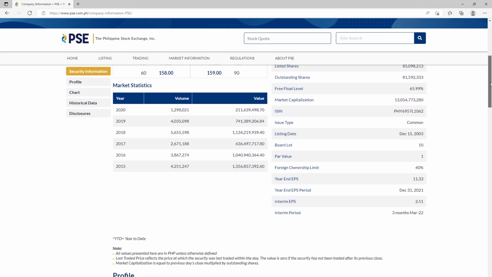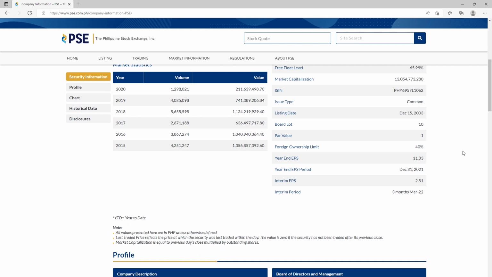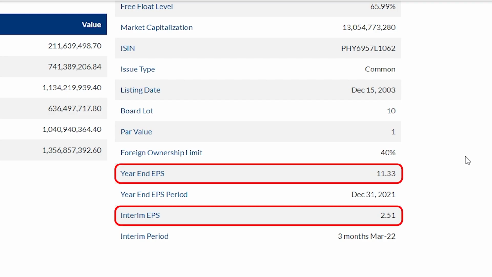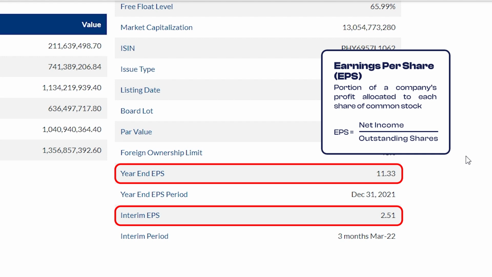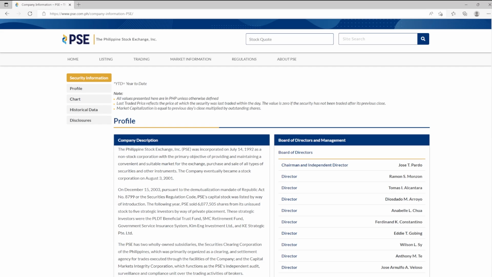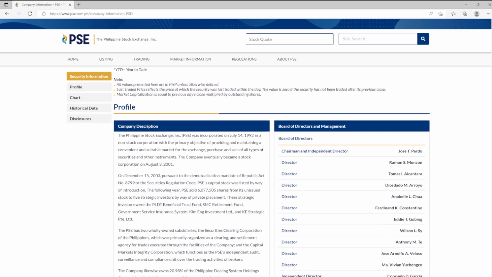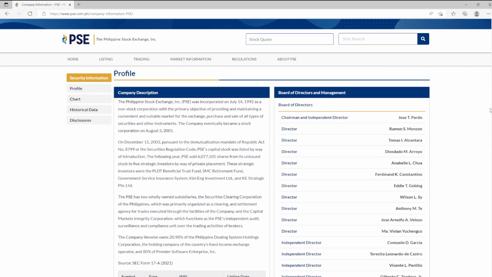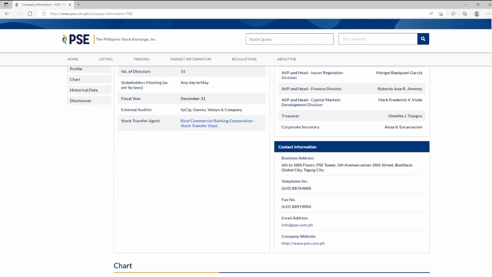At the bottom part of the table is the EPS, or earnings per share. This is the company's net profit divided by the number of outstanding shares. This is a measure of the profitability of a company on a per-share basis. As you scroll further, you will see the company profile section. Here, you will see the company's description on the left and its board of directors and management on the right.